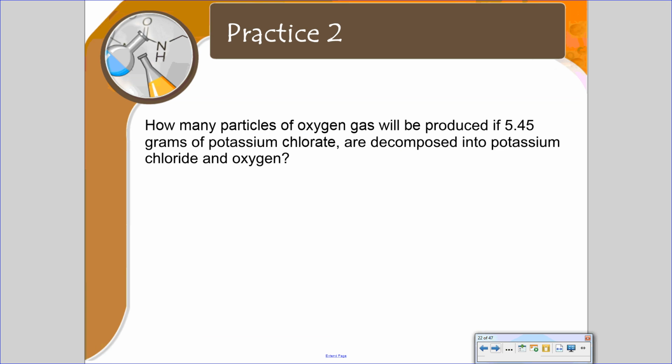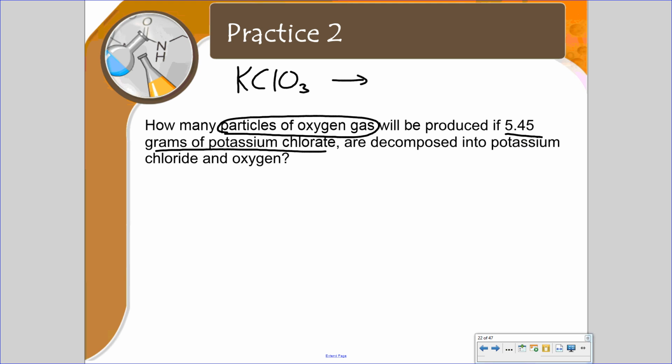For the next one, it says how many particles of oxygen gas will be produced as 5.45 grams of potassium chlorate are decomposed. So this is a decomposition into potassium chloride and oxygen. In this case, they actually told us what our reaction and what everything is. So we have potassium chlorate. It's going to decompose into potassium chloride and oxygen. Remember, oxygen is diatomic.